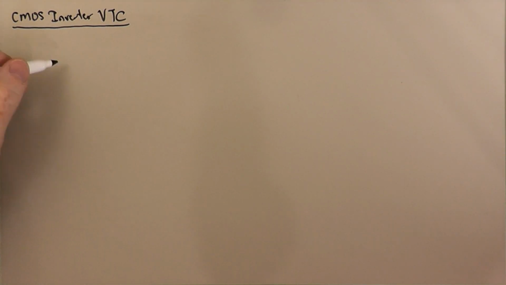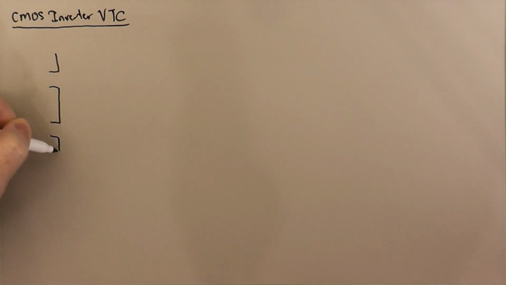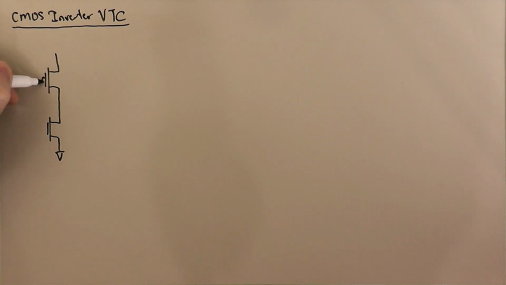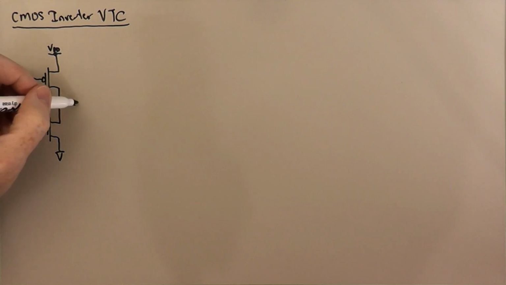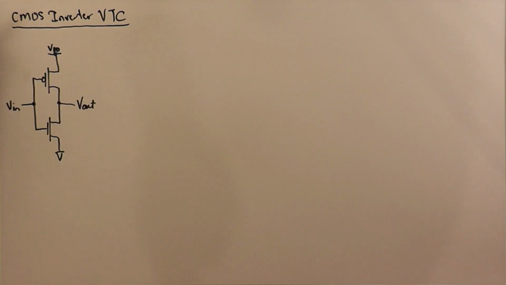If you remember, our CMOS inverter circuit was a pair of transistors, one transistor in the pull-down network, which is our NMOS, and one transistor in the pull-up network, which is our PMOS, like so. Their drains are connected together, and their gates are connected together, and this is the input. Instead of calling this A and Y, we're going to call this V in and V out, because these are going to be voltages, and we're going to be interested in what a plot of V out versus V in looks like.